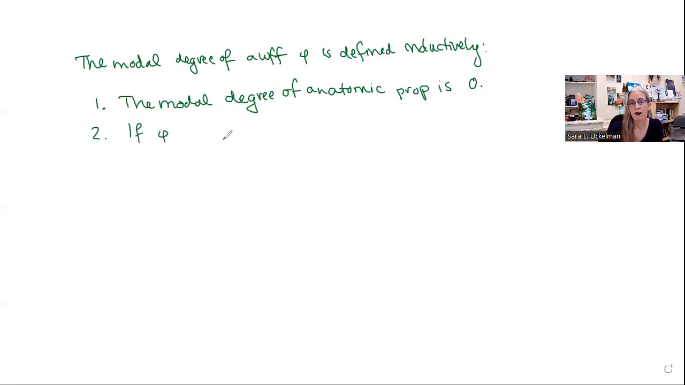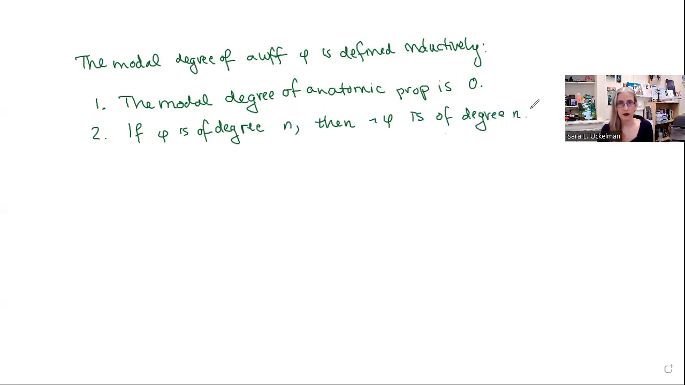Then, if we have some formula phi, which has modal degree n, then if you stick a negation on the front of it, not phi is also of degree n. This is because in modern modal logic, negation isn't a modality. So if we add a negation to something, we haven't changed the modal degree. It's exactly the same as it was.